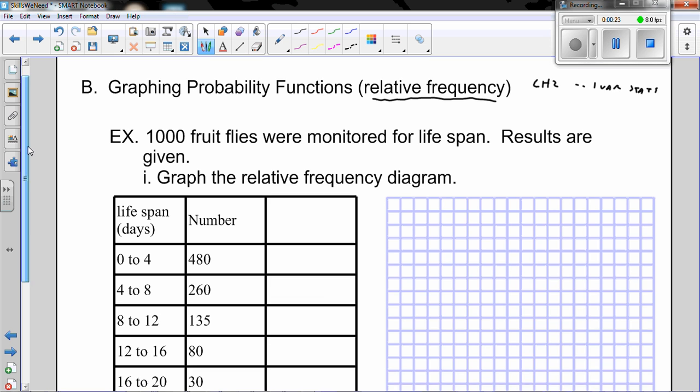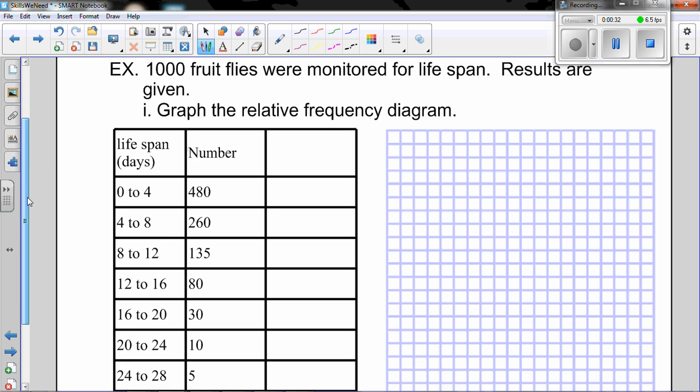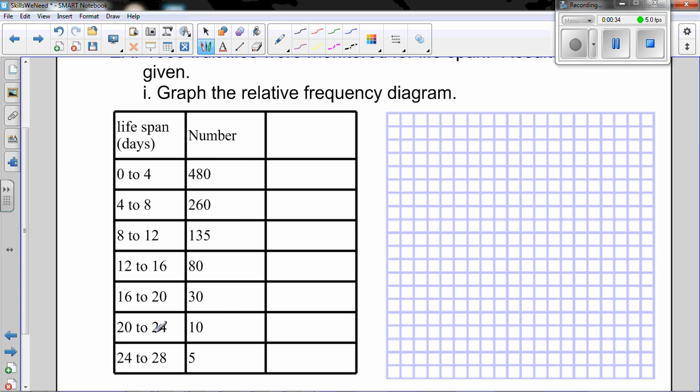What is the example? 1,000 fruit flies were monitored for lifespan. Results are given, and a bunch of data. Graph the relative frequency diagram. So notice that this is just the number of fruit flies that died in this span, and so on. And we want to graph the relative frequency diagram.